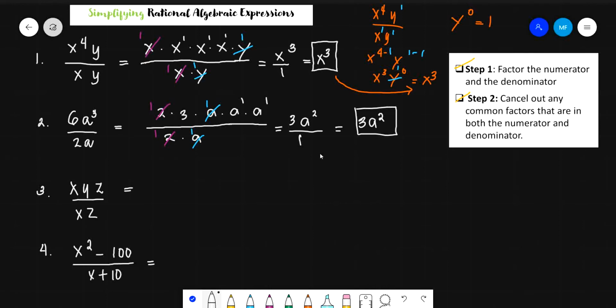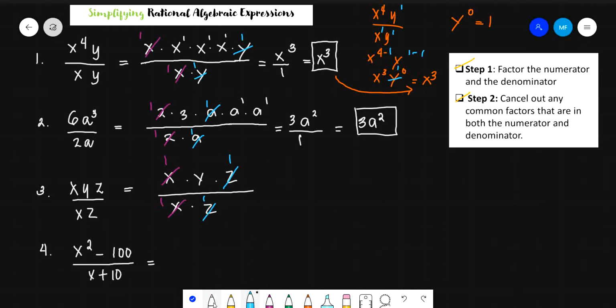Now, dito naman sa pangatlo. So, i-factor out lang natin. We have here x times y times z, tapos x times z. Cancel natin yung common factor nila. So, unahin natin sa x. Meron bang common sa numerator at denominator? Yes, meron. So, 1 at 1. Meron pa ba? That is yung z. Yung z, so that is 1 at 1.